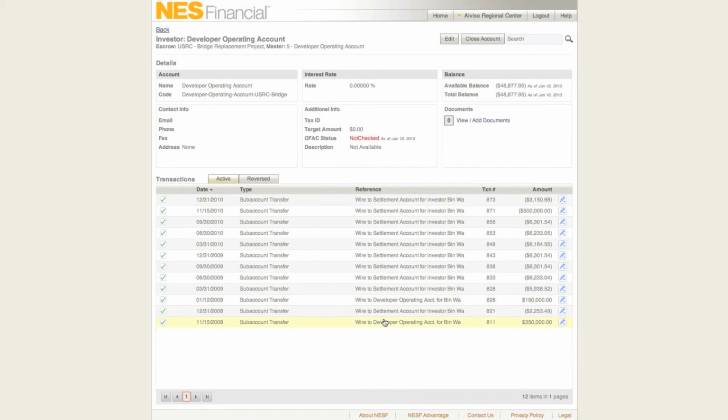In the developer's operating account now, we can see the $350,000 that's transferred over from Phase 1 in November of 2008. In January of 2009, we can now see the second phase of the project that has completed, and the $150,000 that went to that phase is transferred into the developer's operating account as well. Again, the money will sit in this account until the developer refinances the project and refunds back to the initial investors. And we're showing this in November of 2010.